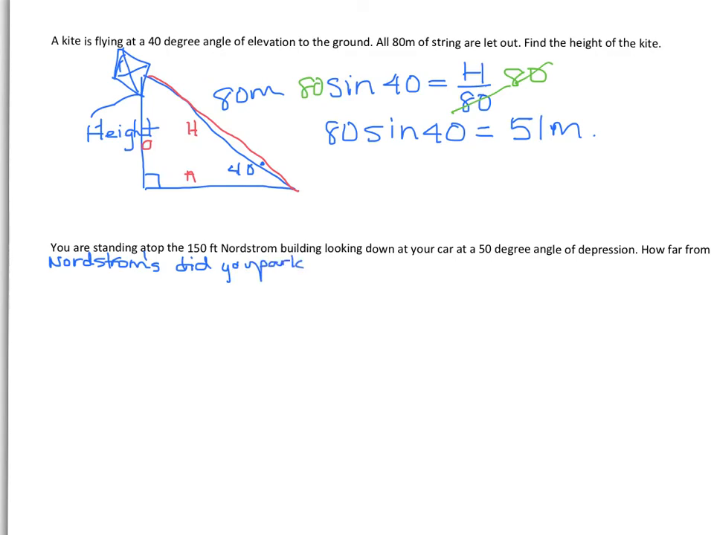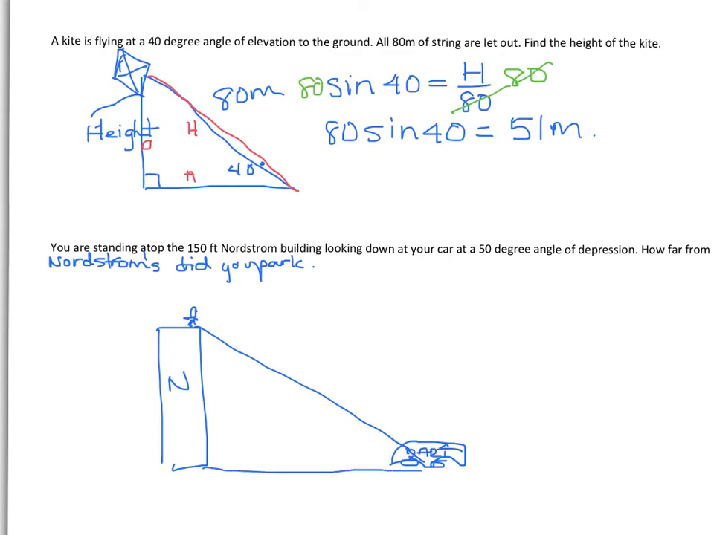Okay, so let's see what a diagram like that would look like. So here's Nordstrom's, here's the building, and you are standing on top of the building, and you're looking down at your car, which I guess most of you are too young to drive, so your parents' car right now. All right, this is Cole's new Dart. I think that's what he just bought. And we want to know how far from Nordstrom's did you park. So this is going to be our unknown.